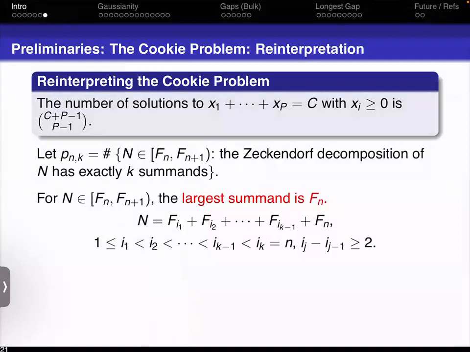Imagine I wanted to do the cookie problem, and I have 8 cookies and 5 people. Did it bother anyone that some people got no cookies? Was anyone bothered by this? Okay, you're a good person. You can go home and you can feel proud. For the rest of you, no, I won't say that.